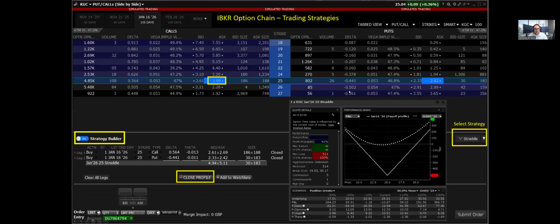And I've given you a screenshot of what the option chain looks like and the different buttons that you need to be pressing to build an option trading strategy. Now we're going to discuss what the strategies themselves actually mean.